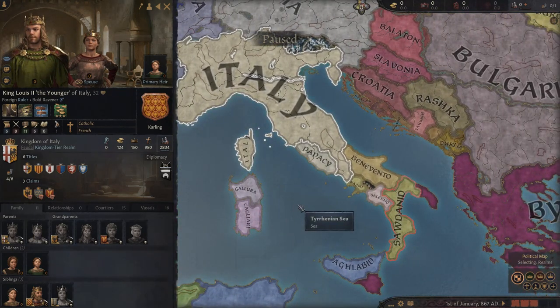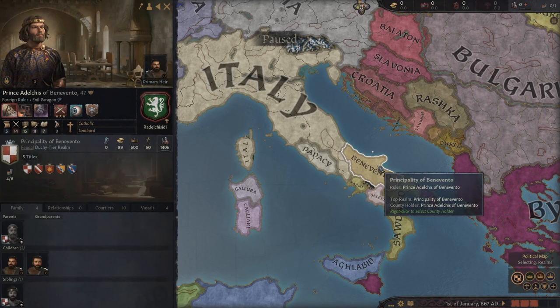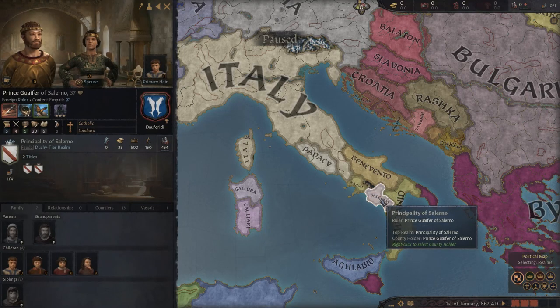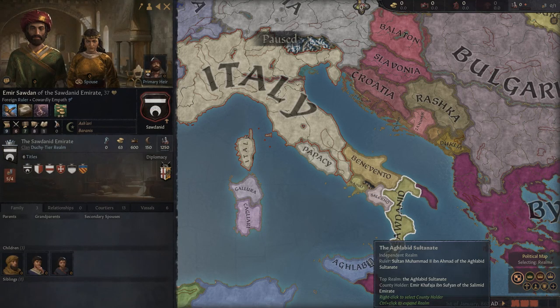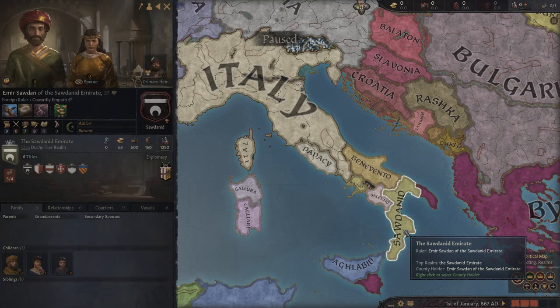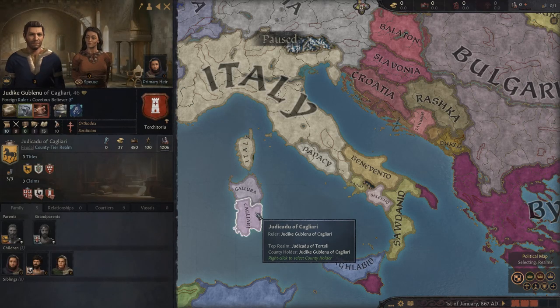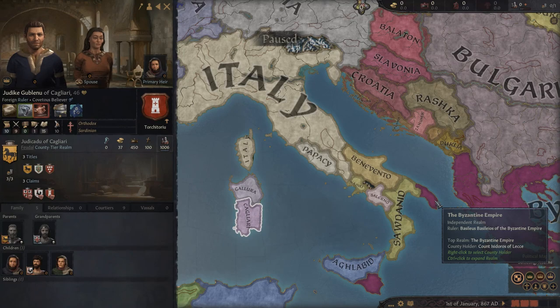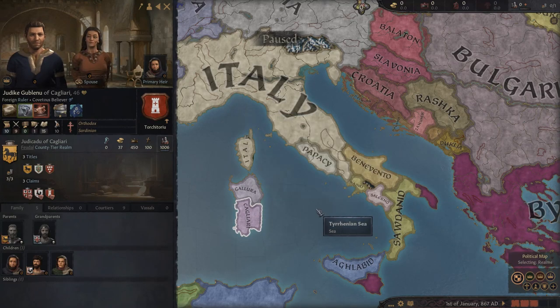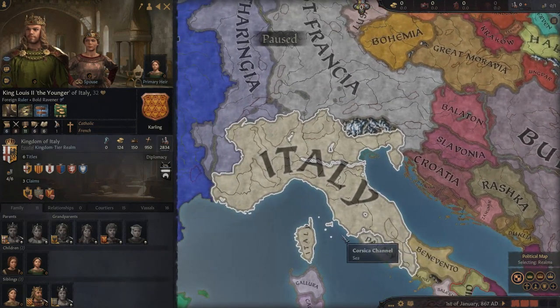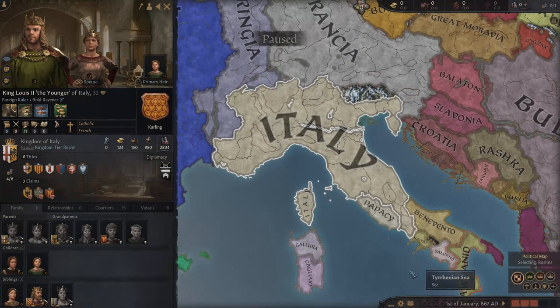Beyond that, uniting Italy is clearly the way to go. You've got Benevento to deal with here. They are independent. Then you've got the Greek Orthodox Spartanos family here in Napoli. You've got Salerno. And then, of course, the Saracens down here in the south. And then you also have some here to deal with in Sardinia. And the Byzantines also are on Italy, but uniting Italy should be one of your main goals as Louis, not just because he did it historically, but it just consolidates your lands and helps solidify your borders here.